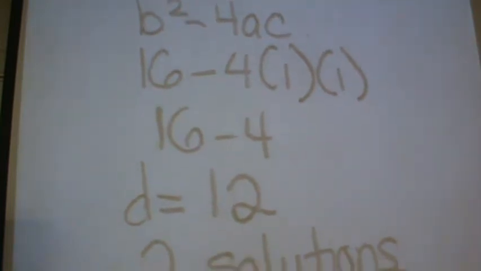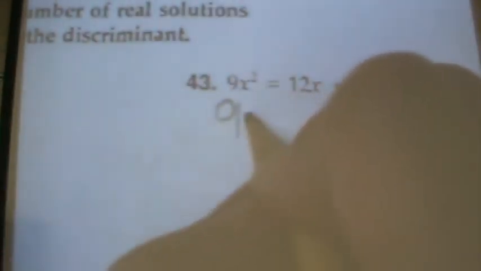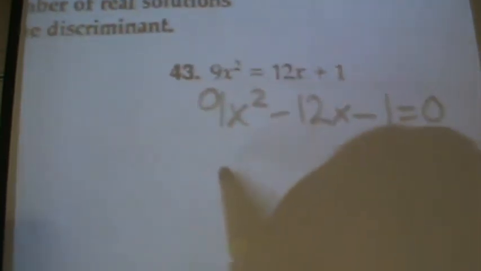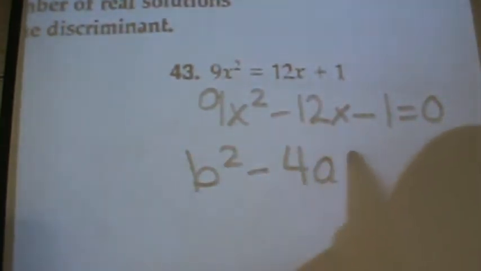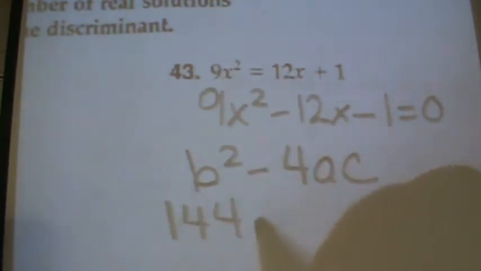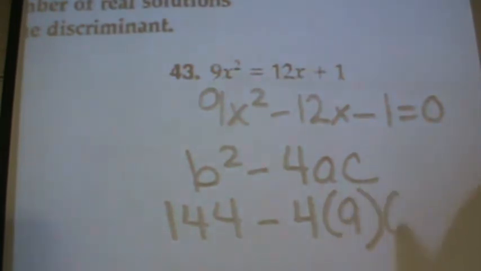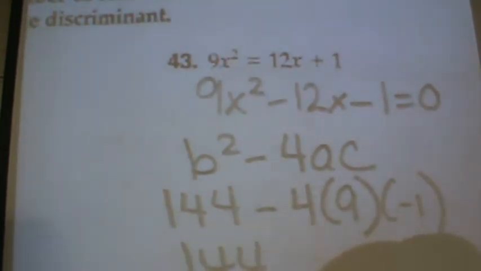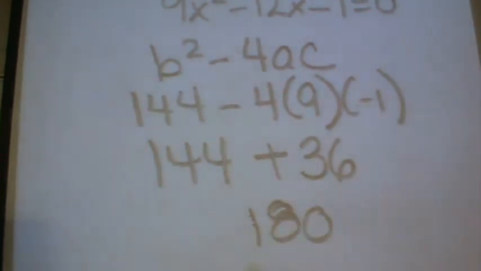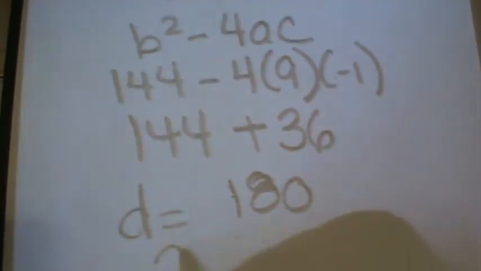Number 43. To find the discriminant, you're first going to want to put this in standard form. So it's b squared minus 4ac. b is -12. When you square -12, you get 144 minus 4 times 9 times -1. This is going to turn into plus 36. 180. So the discriminant is 180, that means there's 2 solutions.